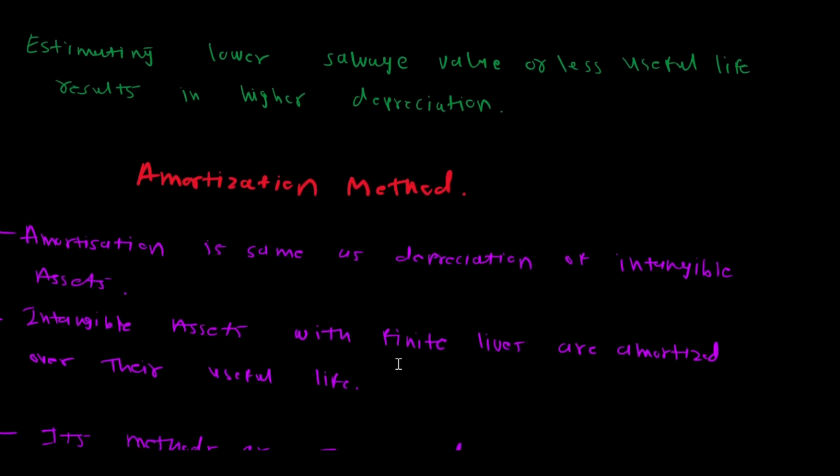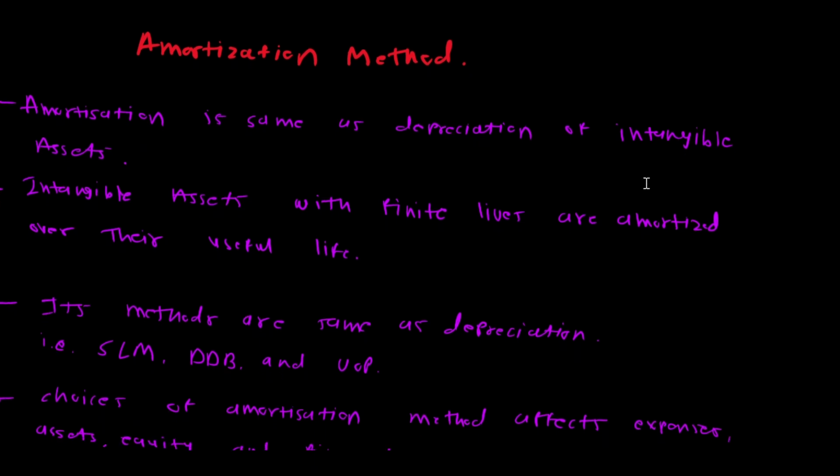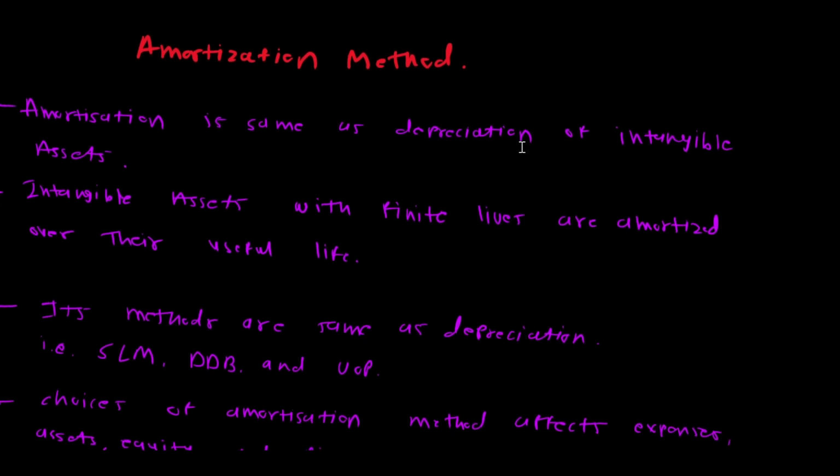Then comes the amortization method. Amortization is the same as the depreciation of an intangible asset. We depreciate the tangible asset and amortize the intangible asset. These concepts are the same, but these are different words used for different types of asset. For the tangible, we call it depreciation, and for the intangible, we call it amortization.